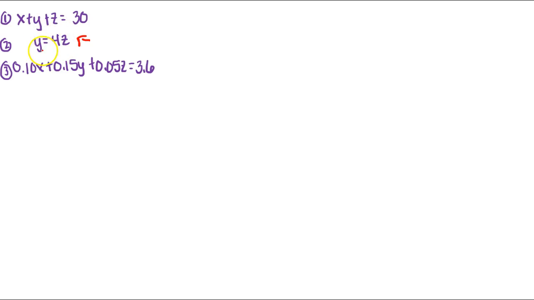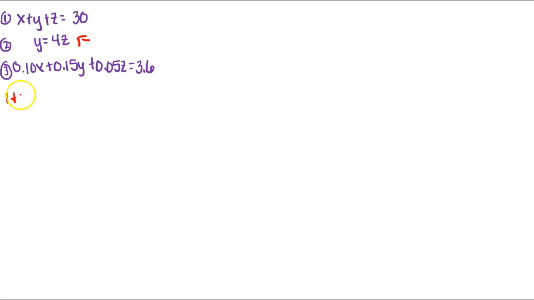And so what I'm going to do is I'm going to consider equations 1 and 2. I'm going to substitute 4z in for y. That's going to give me a new equation that just has x's and z's. And then I'm going to look at equations 2 and 3 and substitute 4z in for y. And I'm going to have another equation that has just x's and z's in it.